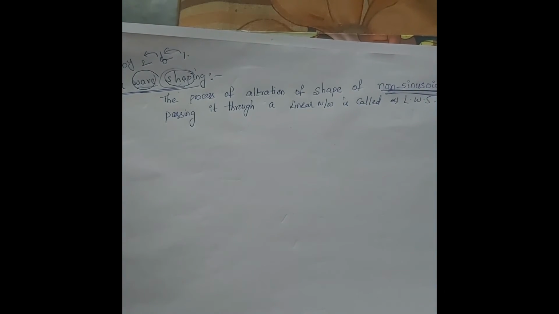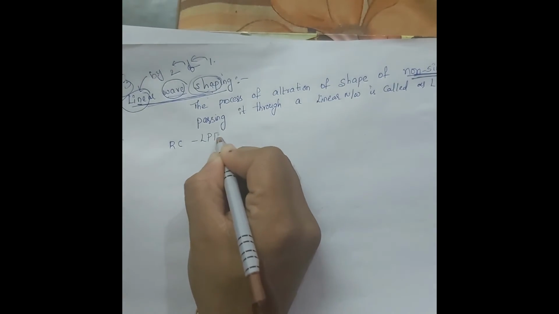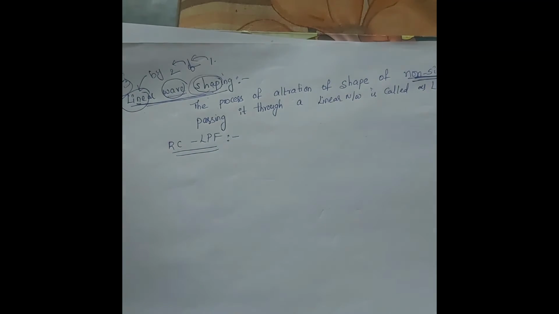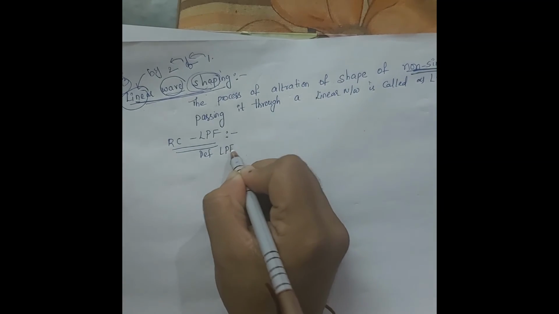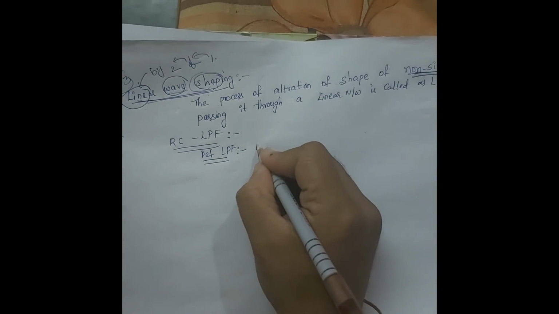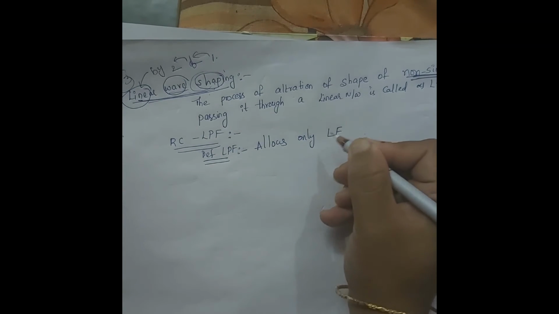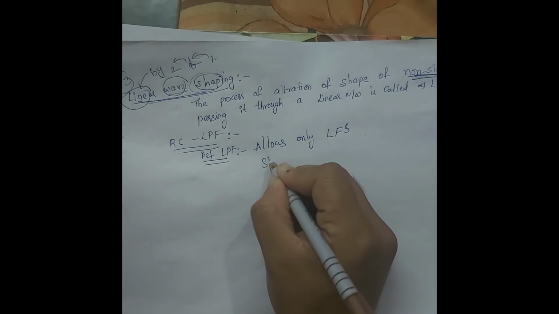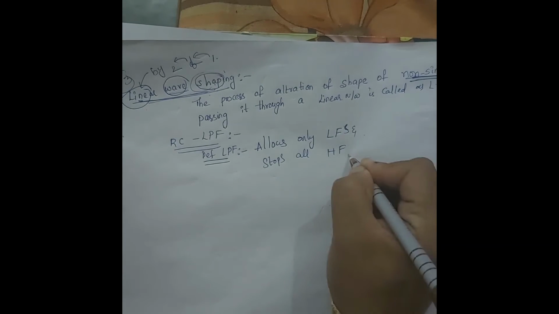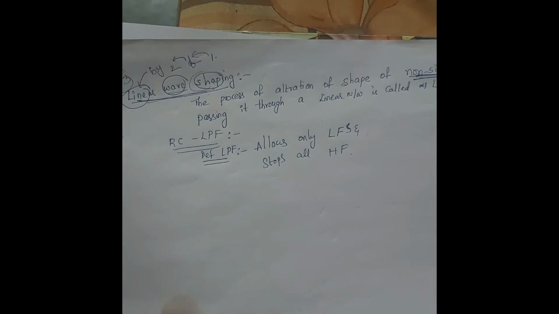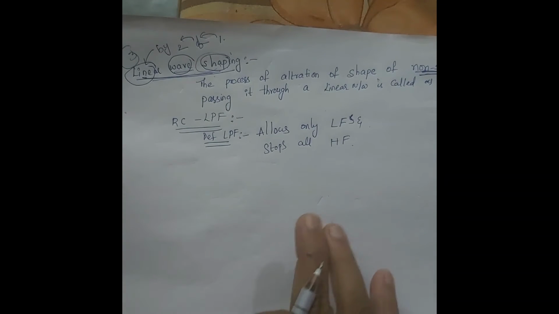Okay, so what we are going to see is the RC low pass filter. What is a low pass filter? First define low pass filter. A filter that allows only low frequencies and stops all high frequencies is called a low pass filter.